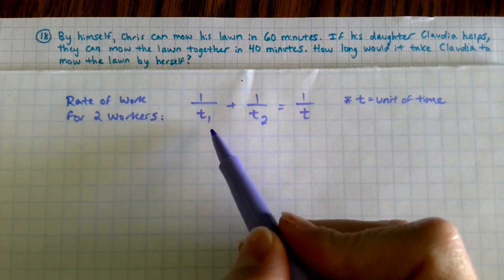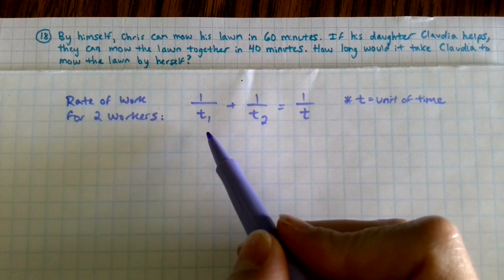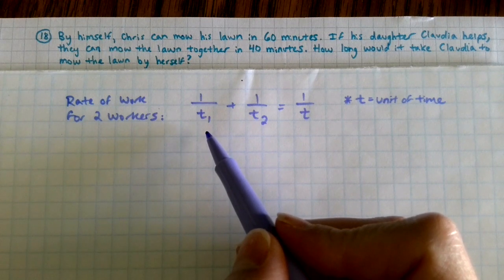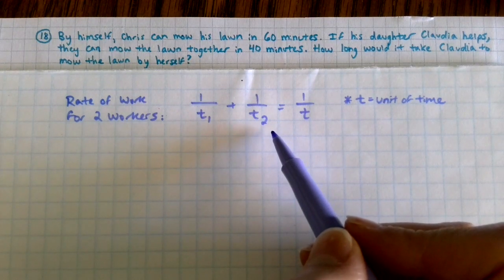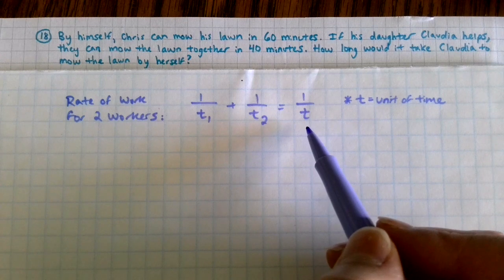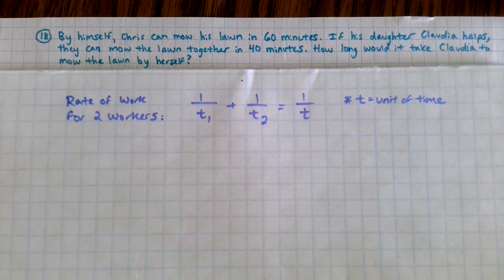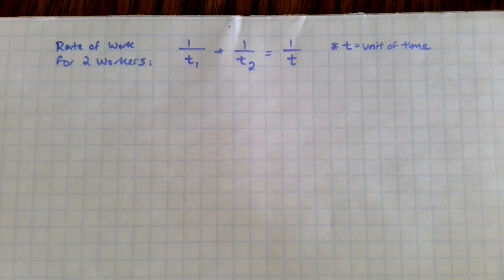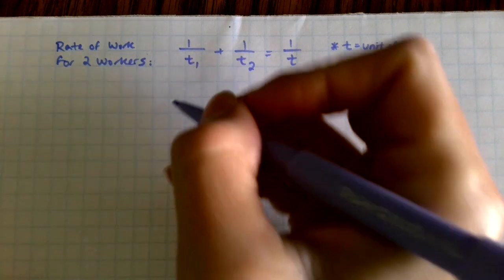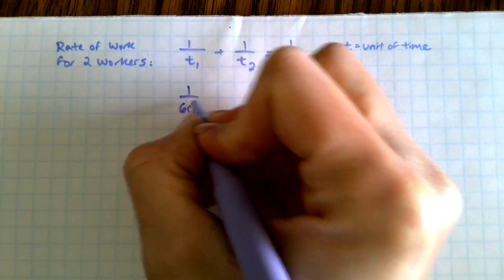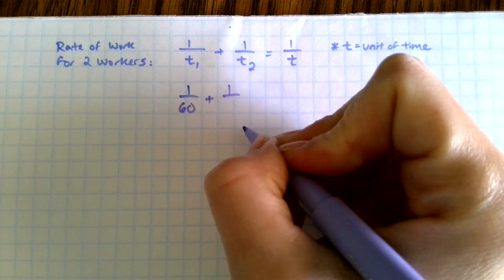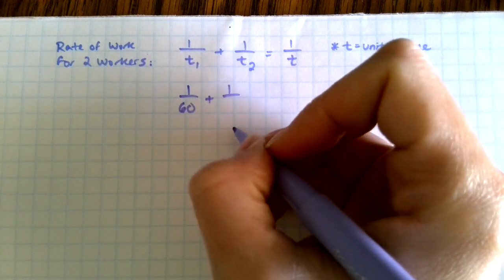Every single one of these has to be in that same measure of time. Now, t sub 1 is the time that the first worker would take. T sub 2 is the time that the second person would take, and t is the total amount of time that they take together. Now that we have the formula written out, we just need to plug in the information the problem tells us. The time that the first worker takes, Chris himself, was 60 minutes. So we're going to have 1 over 60 plus 1 over, we don't know the amount of time that Claudia takes by herself. That's what we're trying to solve.